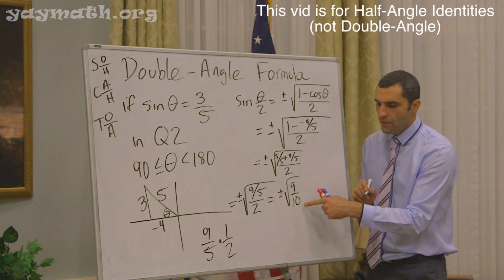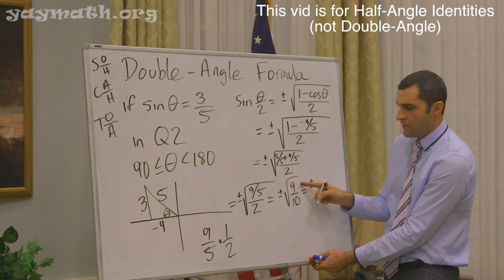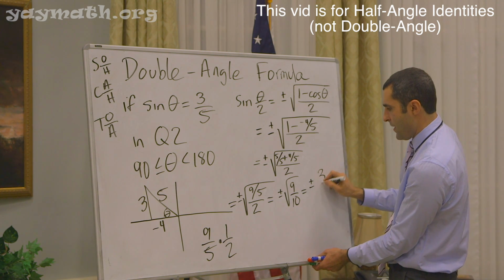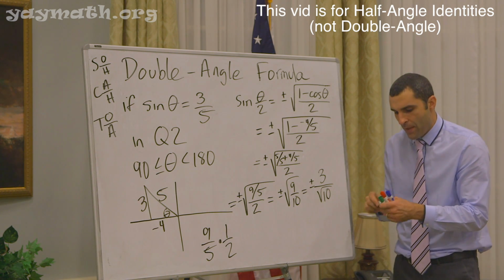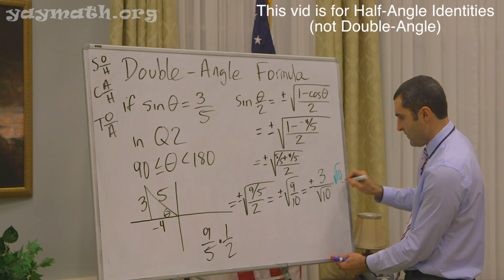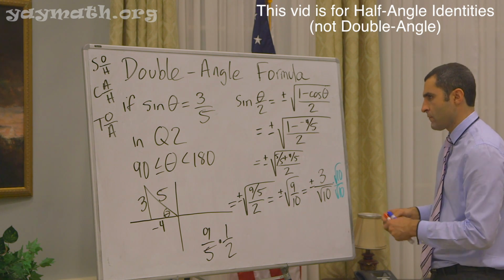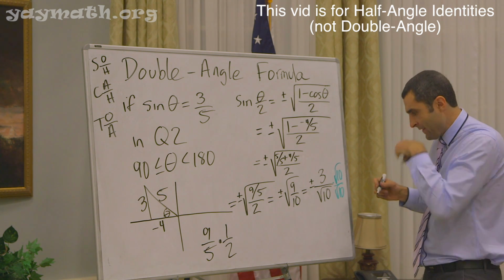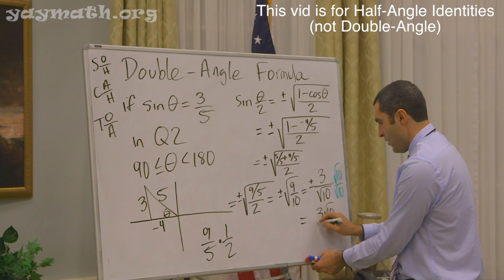Now, can you do the square root of both numbers, please? Plus or minus, what's the square root of 9? 3. Square root of 10, we can't simplify, so we'll leave it root 10. What do we multiply top and bottom by? Root 10. Root 10 over root 10. And then it's 3 times root 10 over 10. So now let's write 3 root 10 over 10.